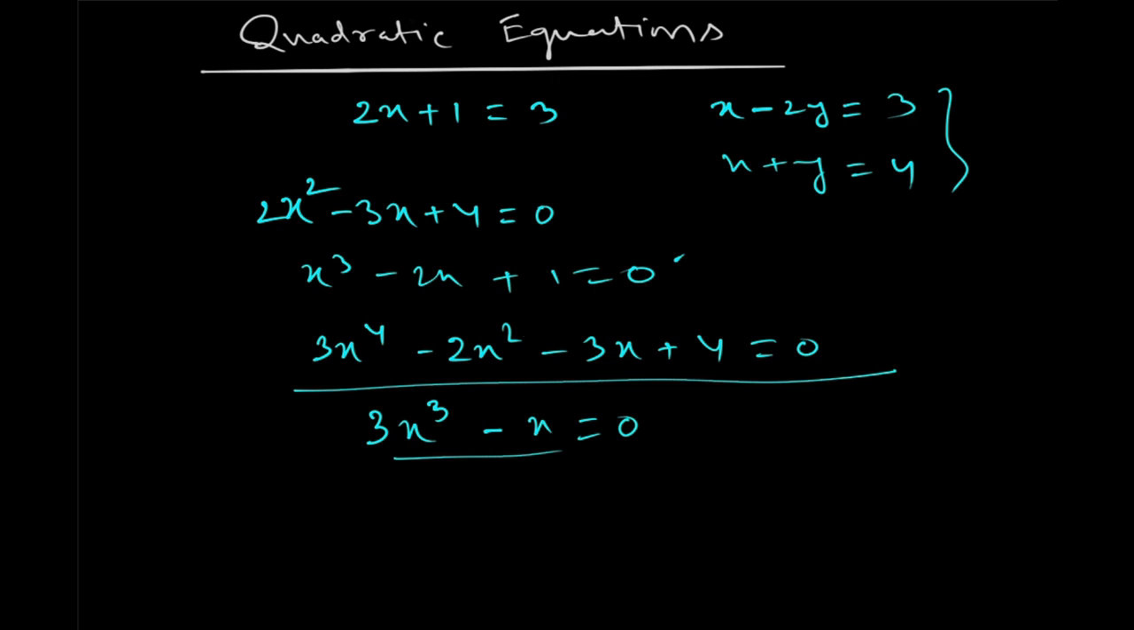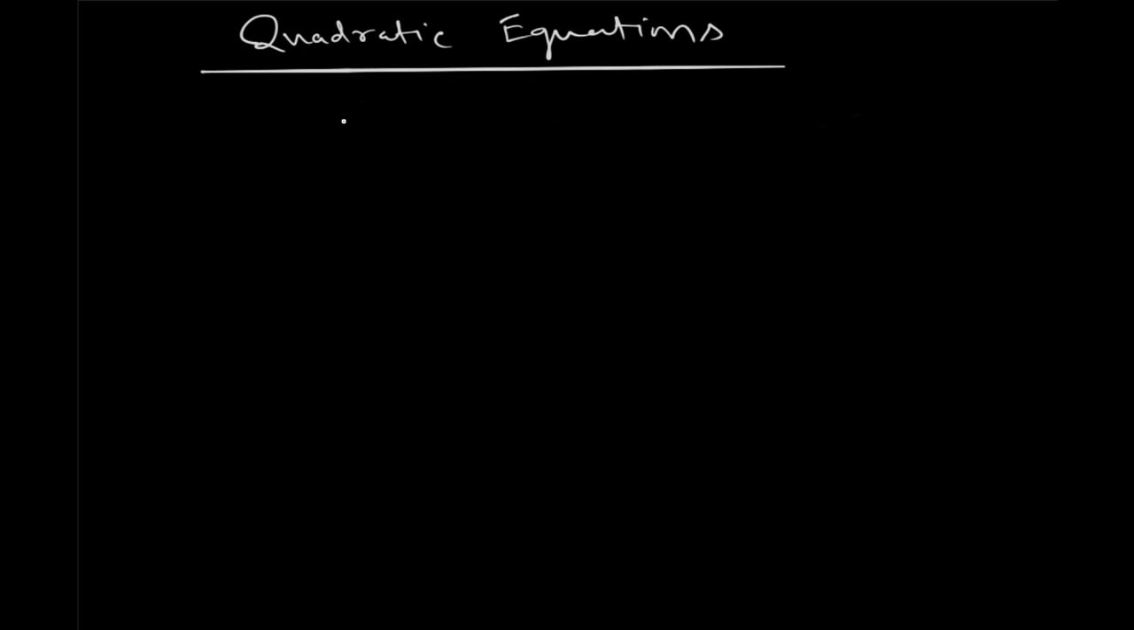Let us now erase this. Let us take one example of a quadratic equation and see how to solve it. There are different methods of solving quadratic equations, and you can take any method to solve them. Let us now consider one quadratic equation: x square minus 5x plus 6 is equal to 0.